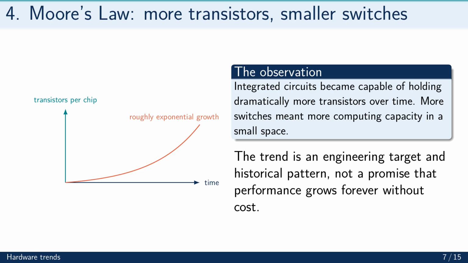More transistors allow designers to place greater computing capacity into a smaller space. This trend helped make personal computers, smartphones, and powerful servers practical. It is important to treat Moore's law as an observation and engineering target, not as a guarantee that performance can grow forever without limits. Manufacturing difficulty, energy use, heat, cost, and physical size all create challenges. Still, the trend explains much of computing's remarkable expansion.